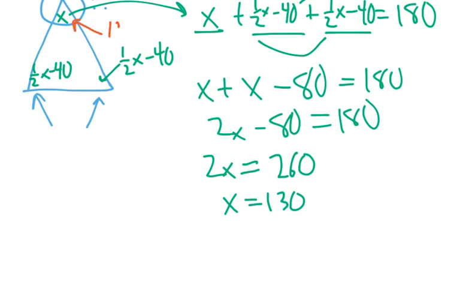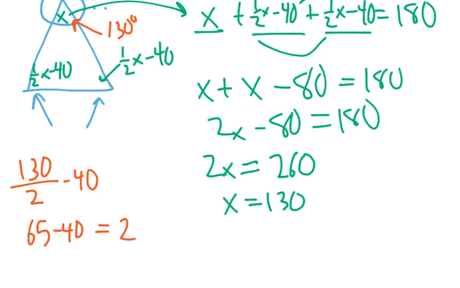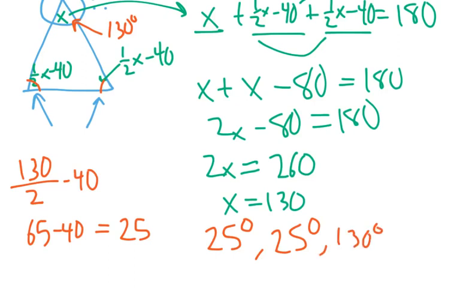So, let's see, I'll use red. This angle right here is 130 degrees. Now to find the other angle, I need to take 130 times 1/2, or divide it by 2, and then subtract 40. And so 130 divided by 2 is 65, minus 40 means I'll get 25. So my 3 angle measures are going to be 25 degrees, 25 degrees, and I know that both these are 25 because these have the same measure, and 130 degrees.